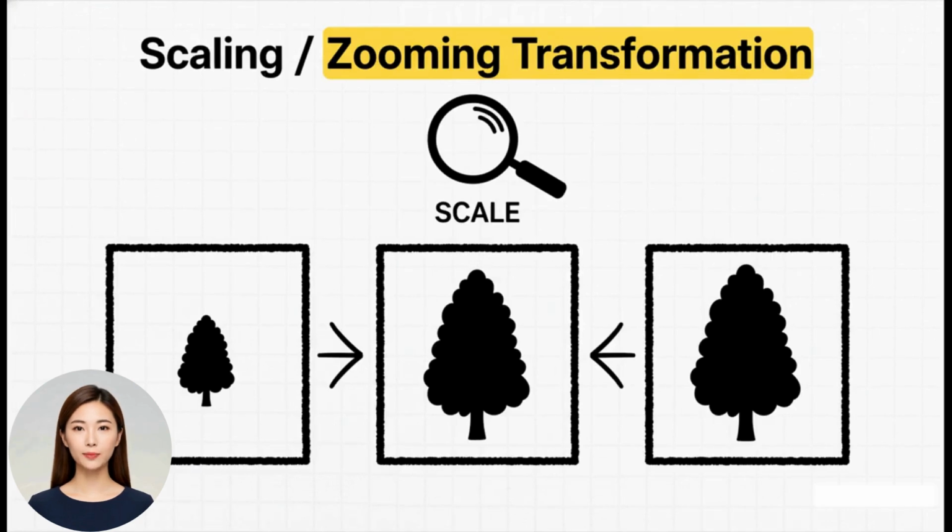Then there's zooming. We can zoom in, we can zoom out. By doing this randomly, we teach the model a really crucial lesson. A dog is still a dog whether it's way off in the distance or so close its nose is pressed up against the camera. It helps the AI learn the actual features of a dog, not just what a dog looks like at one specific distance.